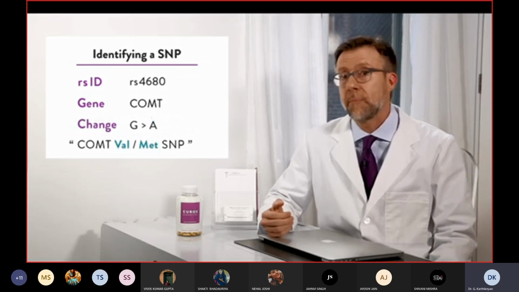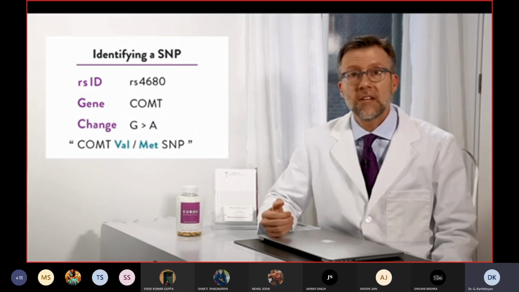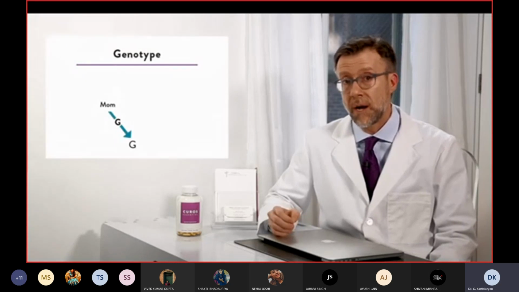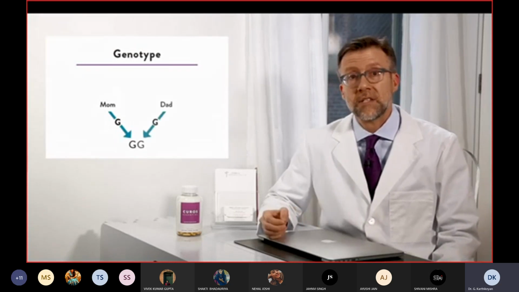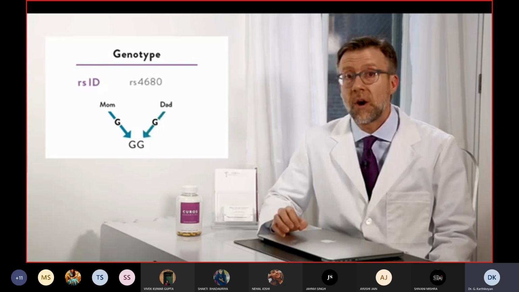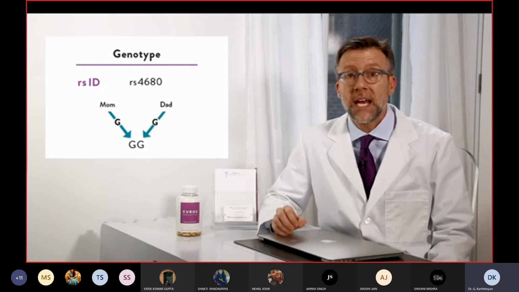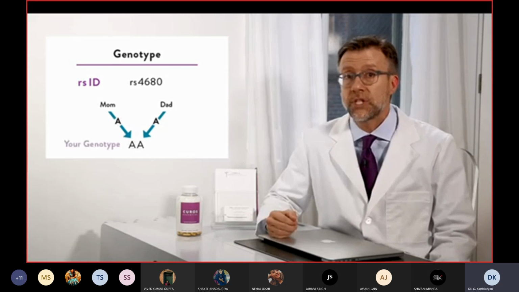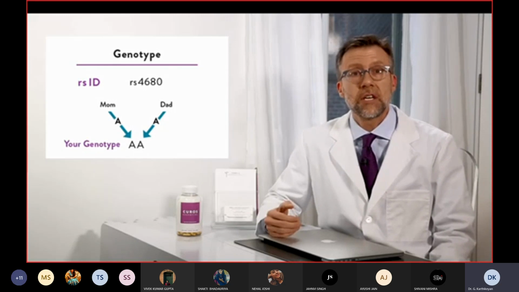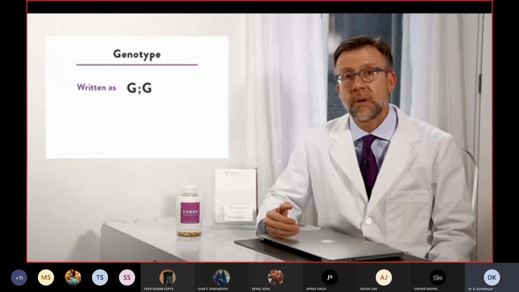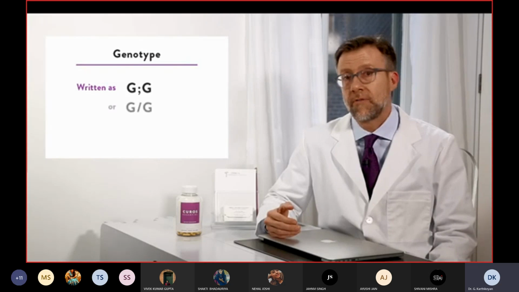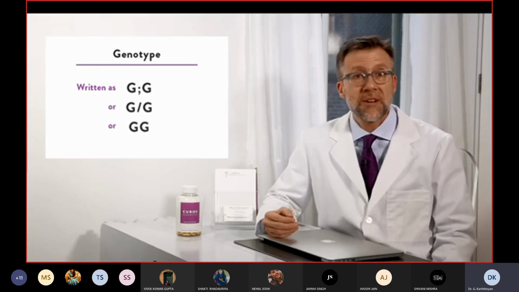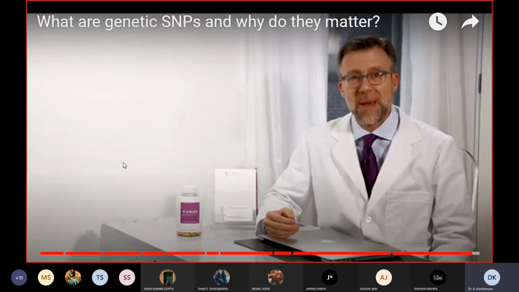So that is often referred to as the COMT val-met SNP. And remember that you get one strand of DNA from your mom and one from your dad. So at that particular location, RS4680, you might have a GG or a GA or an AA. That's your genotype. And you'll see your genotype written sometimes with the letters separated by a semicolon or a forward slash or nothing at all. So now you're ready to start looking at your own genetics. Welcome to the rabbit hole.